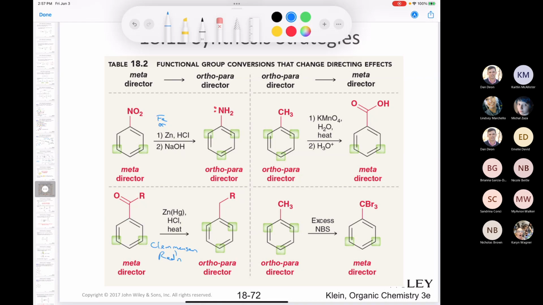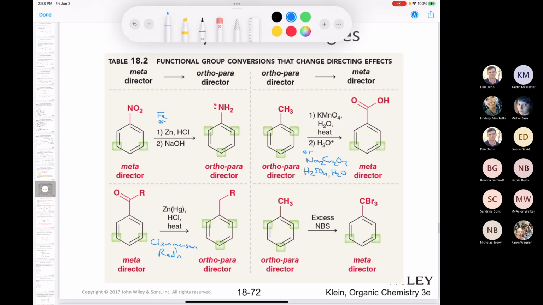And turning it around the other way, if you have toluene, well, a methyl group is an ortho-para-director, but if you oxidize it to a carboxyl group, that's a meta-director, right? And of course, we'll put here sodium dichromate, sulfuric acid, H2SO4, and water. And then the last one, of course, if you take toluene and you do exhaustive halogenation at the benzylic position, you end up with this compound, and it is also a meta-director.